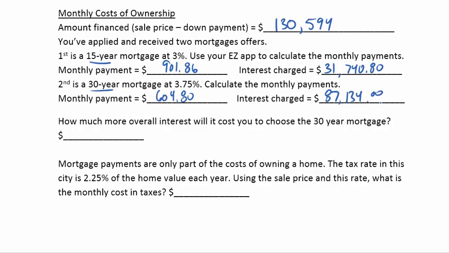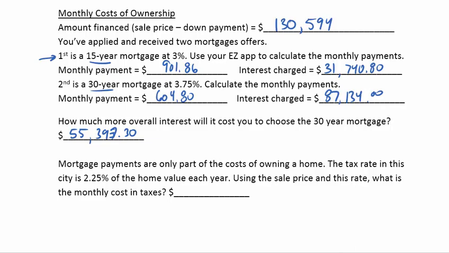So how much overall interest will it cost you to choose the 30-year mortgage? I'm going to take this $87,134 and subtract from it $31,740.80. And the 30-year mortgage is going to cost an extra $55,393.30. Okay, so there are my choices. You can always see that if you can swing it, getting a 15-year mortgage is always in your best interest, because saving $55,000 over the life of your home is a lot of money, just to pay $300 less each month.